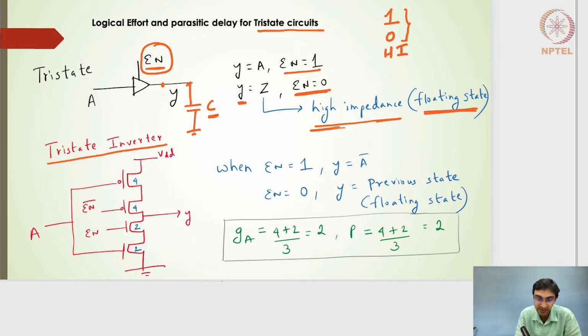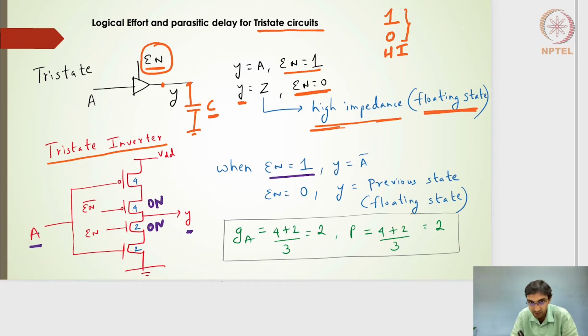So the tri-state inverter means I will have the circuits connected like this, where the output Y will be equal to A bar. Whenever the enable is 1, this transistor will be on, and enable bar will make this PMOS transistor on when enable is 1.